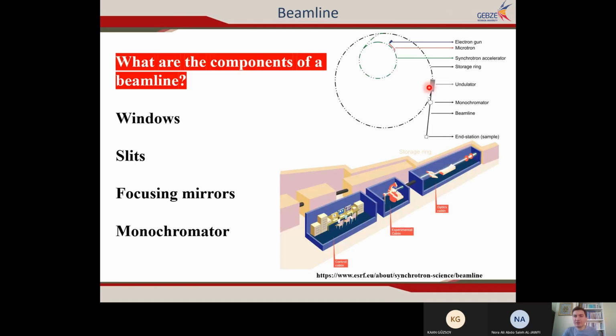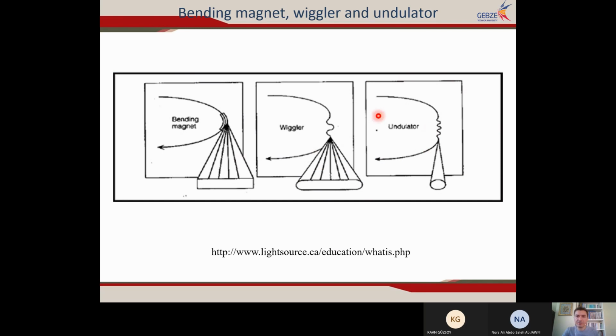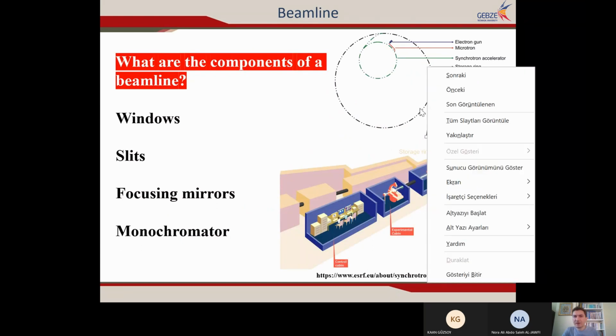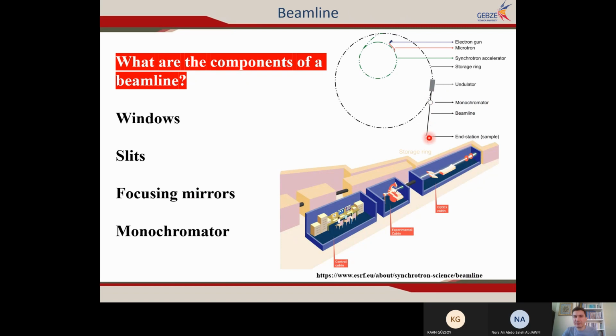So within the undulator or within the wiggler or within the bending magnet here, you produce X-rays. Now we have an X-ray beam, okay? We produce the X-rays, so then we have to carry these X-rays to the end station. In order to carry the X-rays to the end station, we use a beamline, in Turkish demet hattı. Okay, and here within the beamline, we have windows to watch what is happening inside. There are slits to shape the X-ray beam, and there are focusing mirrors to focus the X-rays, and also there is a monochromator.